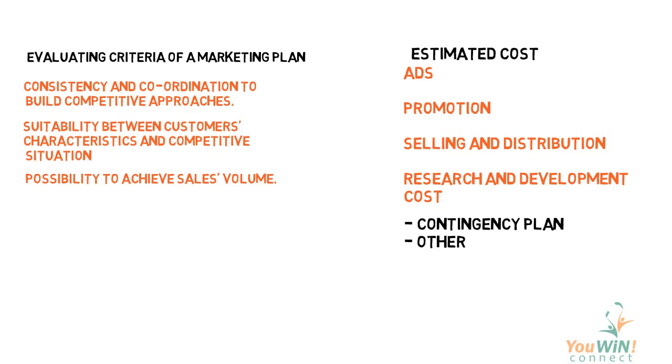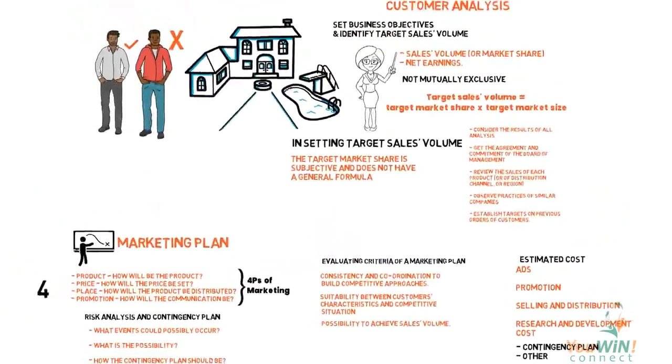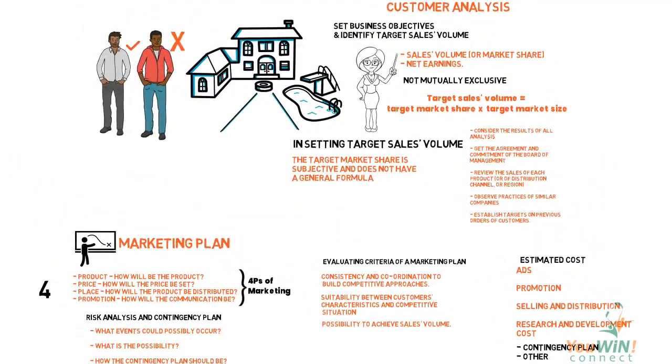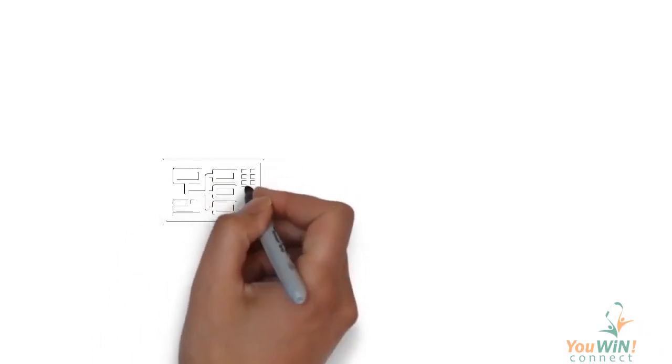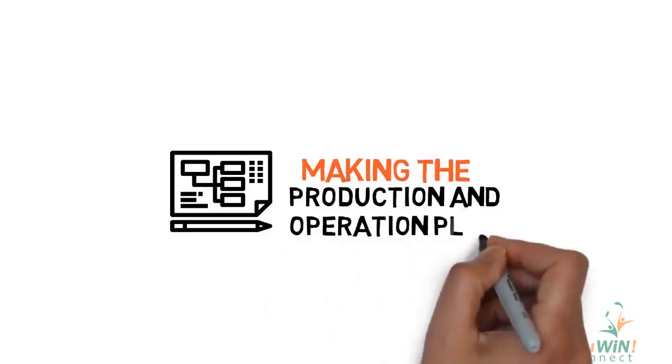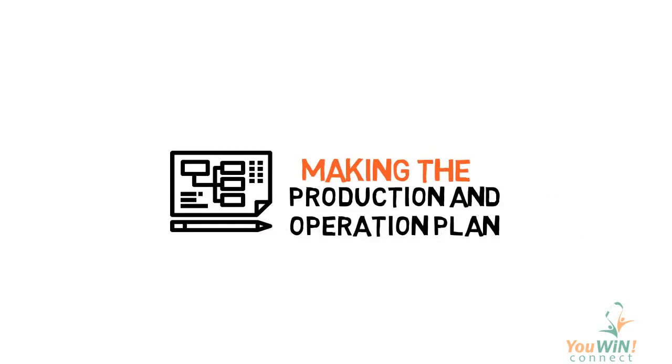This brings us to the end of the part of discussing the marketing plan. By the time we've gone through all of this, we would have everything that we need to put into the marketing plan for our business plan. So now let's look at the portion of making the production and operation plan. In a business plan, after you have set your objectives, there has to be a link between your production plan and your marketing plan.